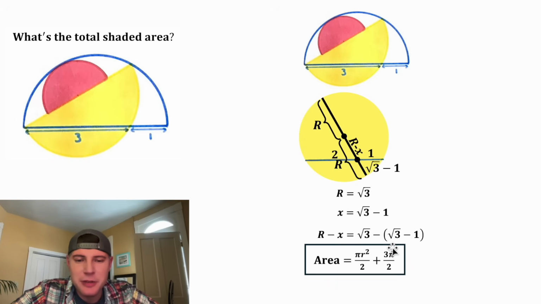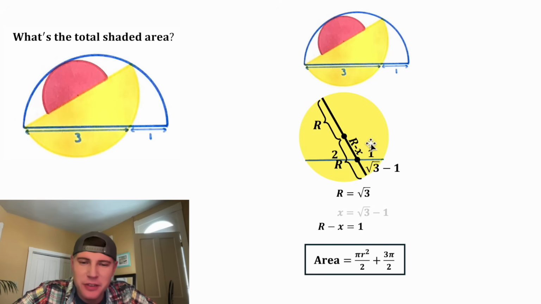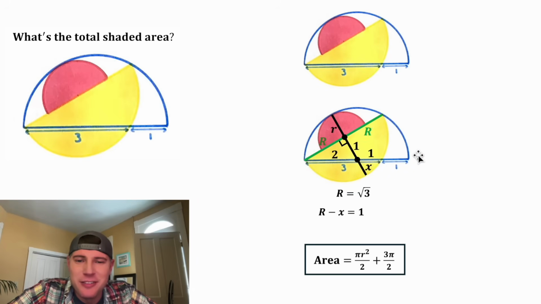This negative will distribute to each of these, so the positive root 3 minus 1 is going to change into negative root 3 plus 1. The root 3 and the root 3 are going to cancel each other out, so we're left with big R minus x is equal to 1. So in the place of this big R minus x, we can plug in 1. And now we can bring all this stuff back. Let's change this big R into a root 3 and this big R into a root 3.